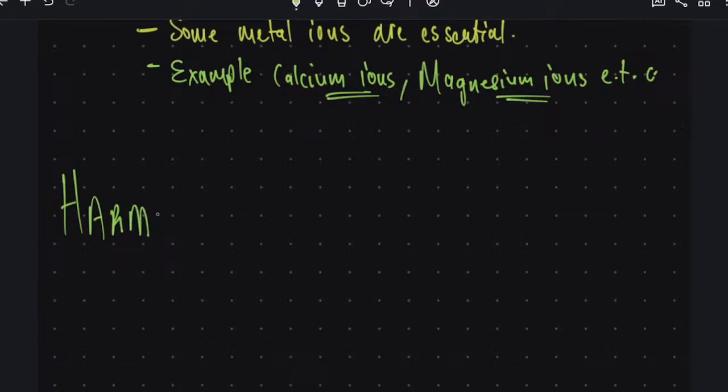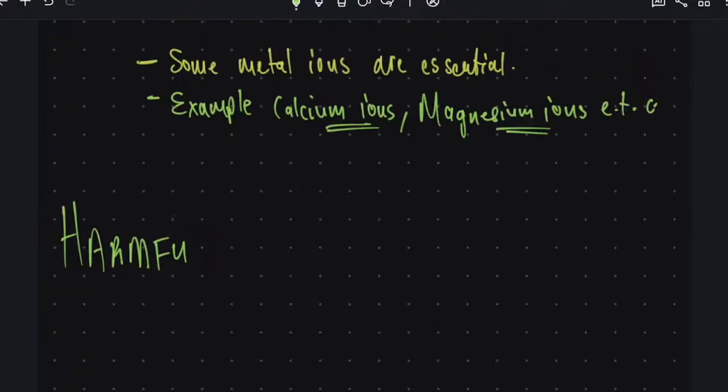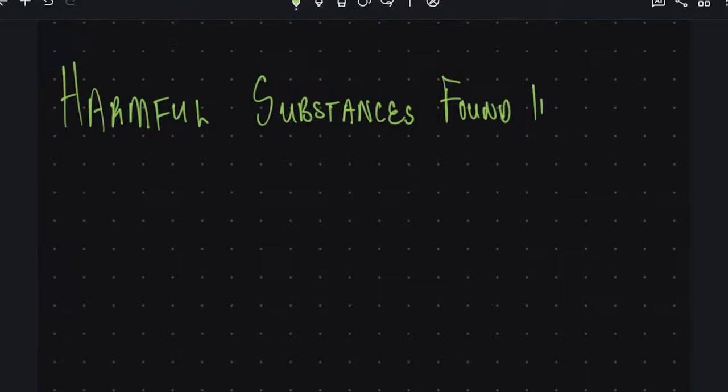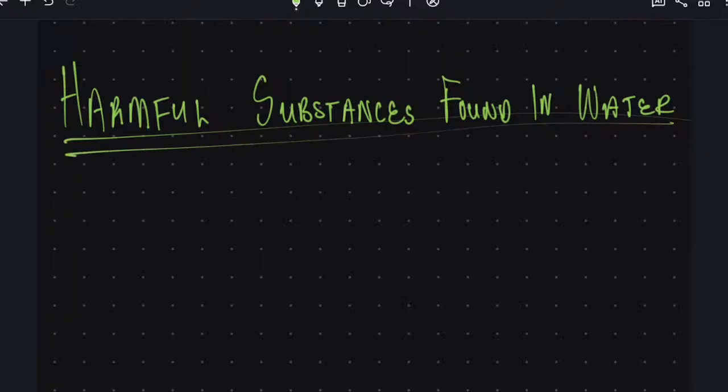Some ions, let's put them. Here, what did we write? Useful, beneficial substances found in water. Then you now skip two lines and write harmful substances found in water.